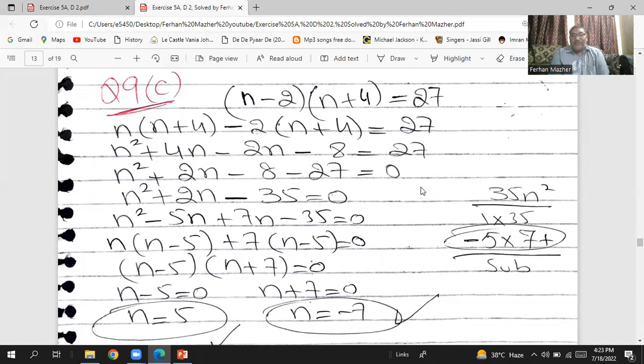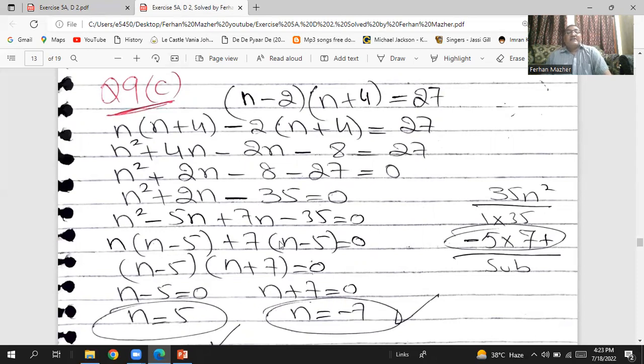Because you want a positive 2 answer, so with the larger number, I will put a positive sign, and with the smaller number, I will put a negative sign. So you will have n square minus 5n plus 7n minus 35 equals to 0. So from the first two terms here, the n is common. So n common, so in the bracket, you will have n minus 5. From the last two terms, plus 7 is common, so in the bracket, you will have n minus 5.